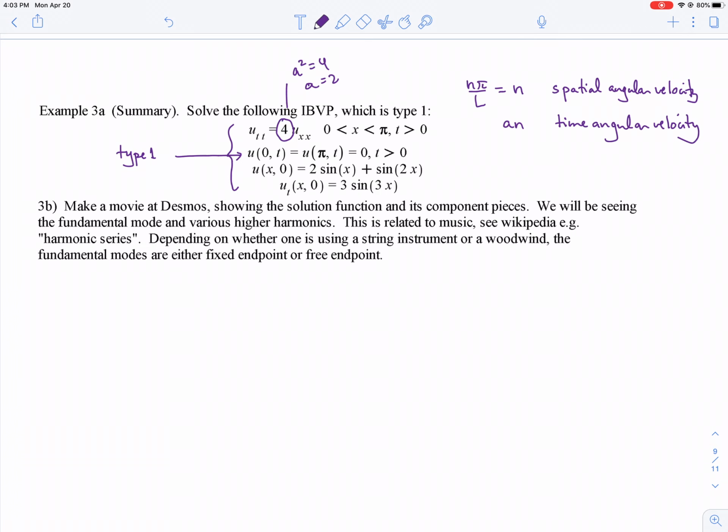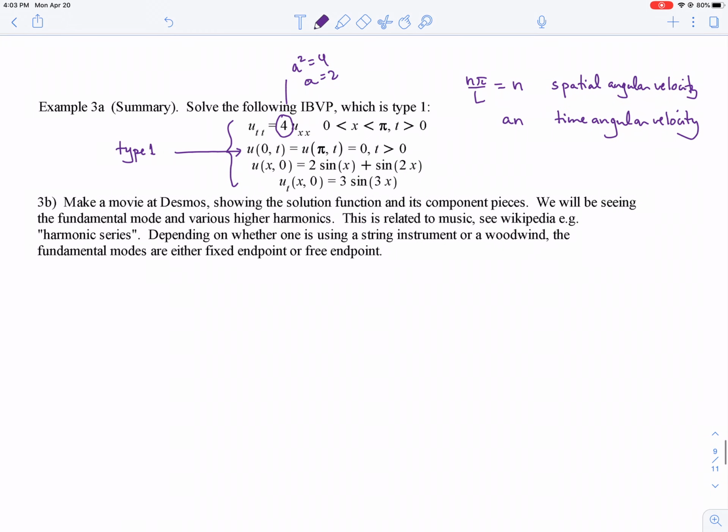Okay, and we are specifying an initial displacement and an initial velocity, but luckily for us, they are both already in Fourier series form for the x variable. So we don't have to do something silly like recompute a Fourier series because it was given to us. So let's just write down what our solution is.